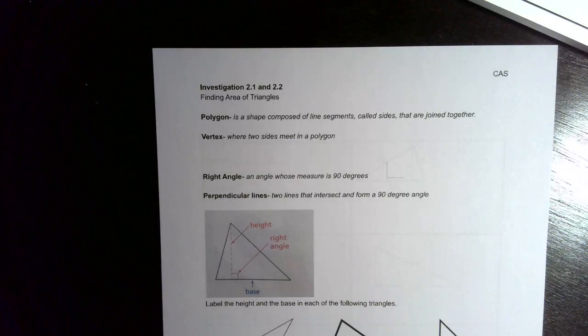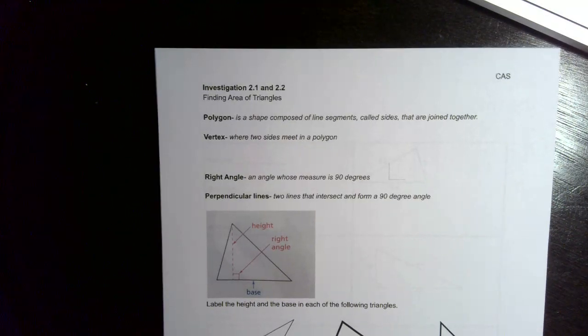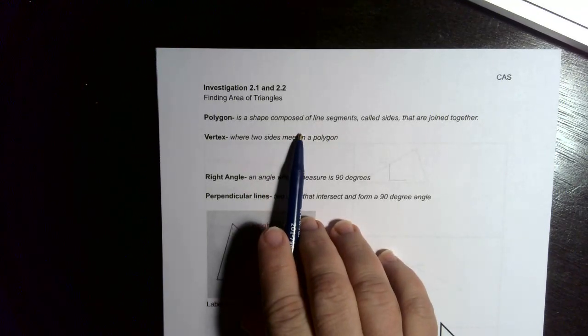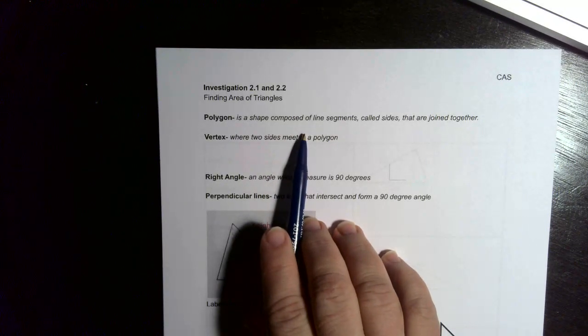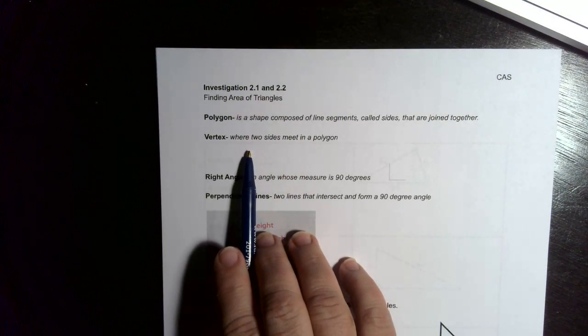So now we're going to go over finding area of triangles. We have already done the explore. A couple of things that you need to know. Once again, a polygon is a shape composed of line segments called sides that are joined together. They're joined together at a vertex where two of the sides meet.